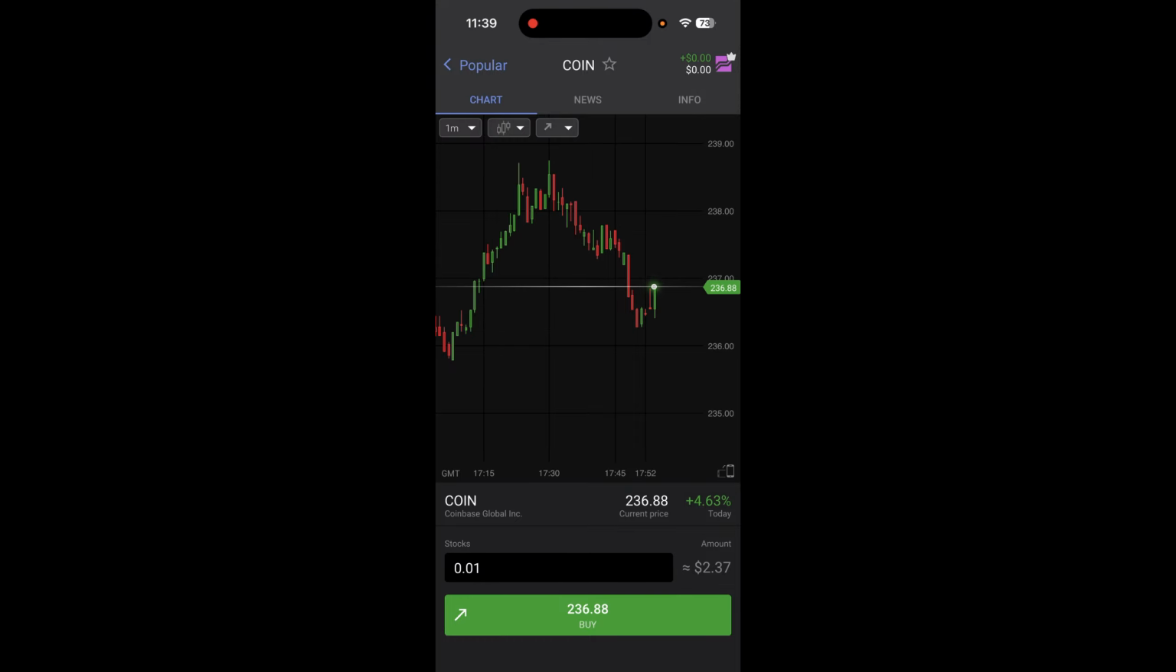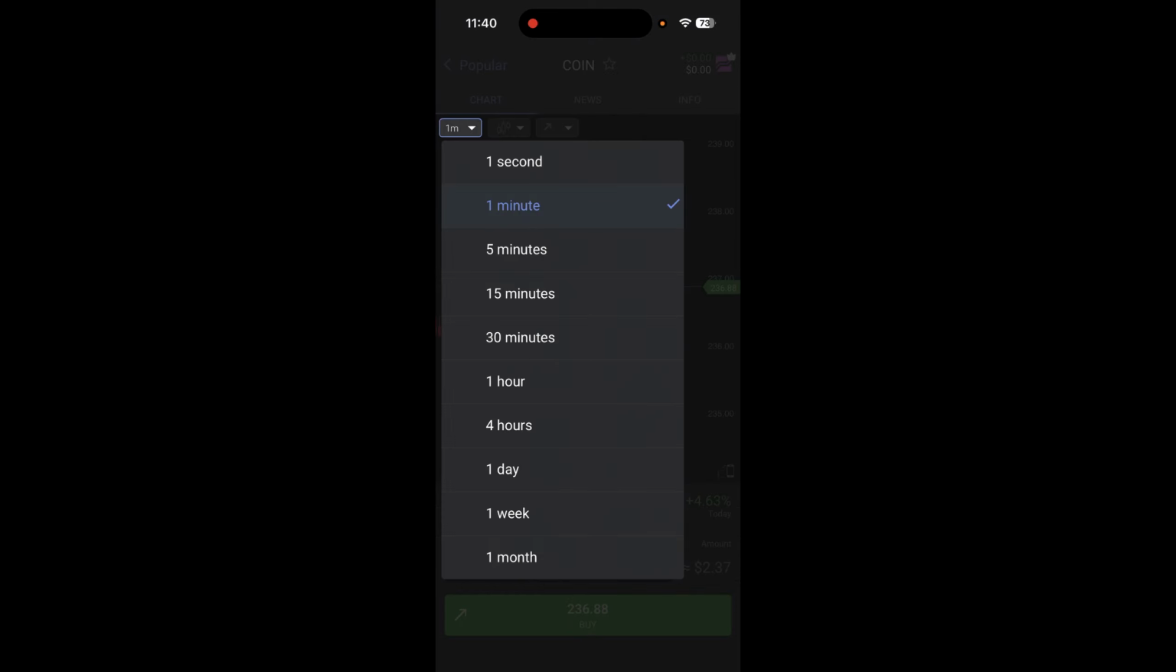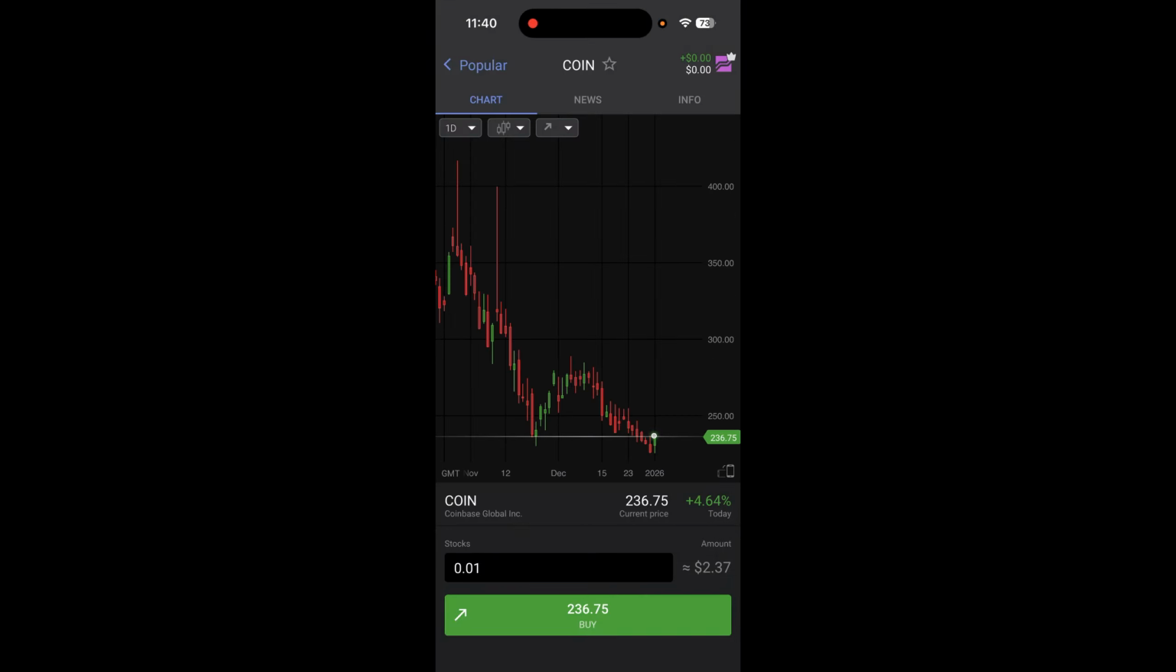And you can also select a time frame. On the top, just below the chart, there's a time frame selector. Tap on this icon. Over here you can select how many minutes or seconds, or a day, or 1 day. The shorter time frames mean more detail, good for day trading.